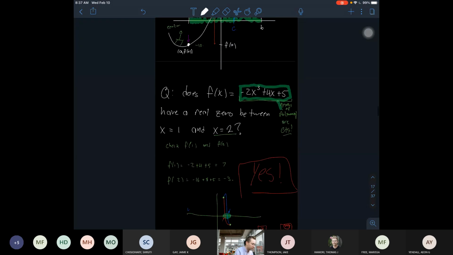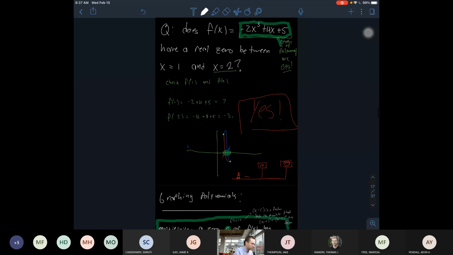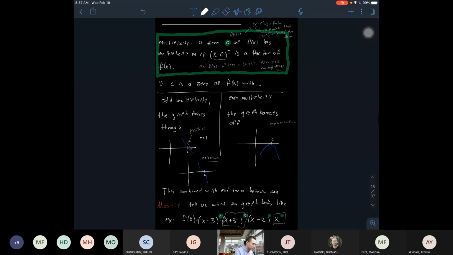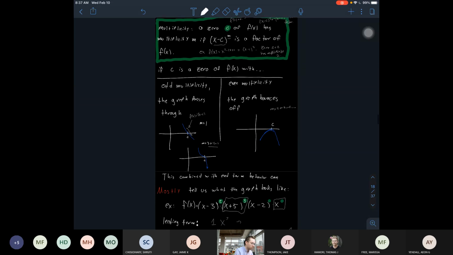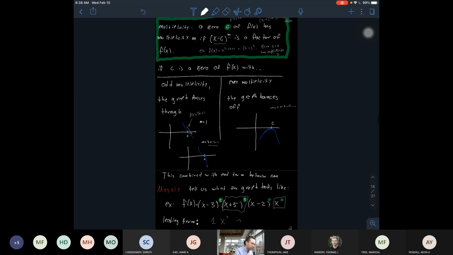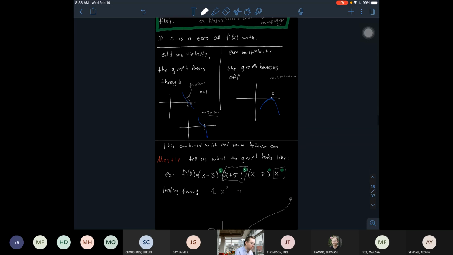That was the intermediate value theorem. And then we also learned about how to graph polynomials when they're completely factored. So we talked about how to check if we're going to have passing behavior or bouncing behavior of our polynomial near a 0.